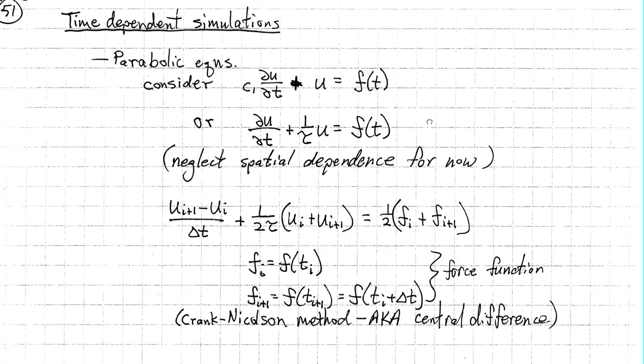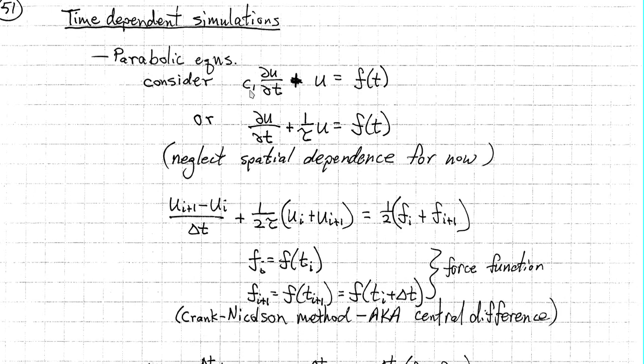Alright, so time-dependent simulations. So given this parabolic equation again, we've shown this form here. You can also just normalize it with C1. This is the form that's commonly used, where this is your time constant of the response. If you think in terms of a thermal time constant, if I put a thermocouple in water, it's going to take a certain amount of time to reach steady state. It's based on this parameter.